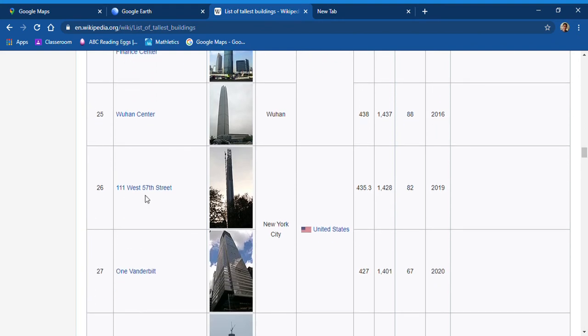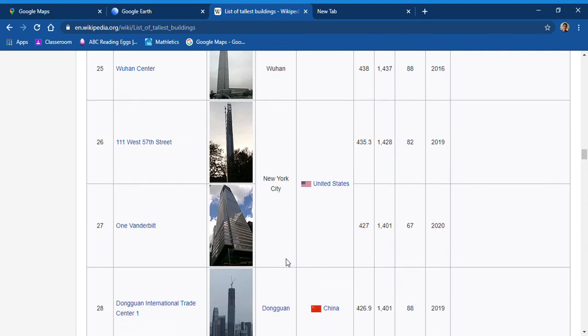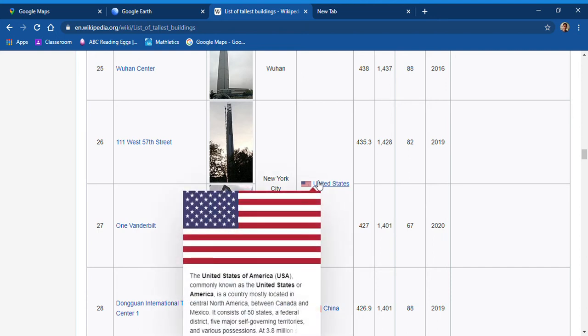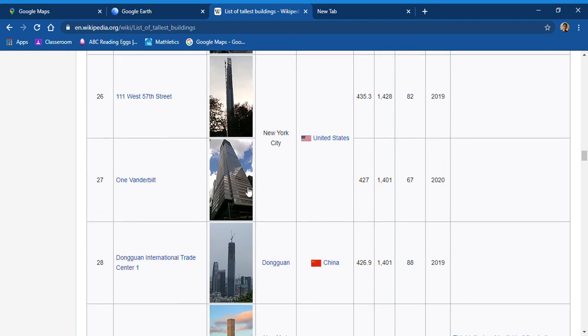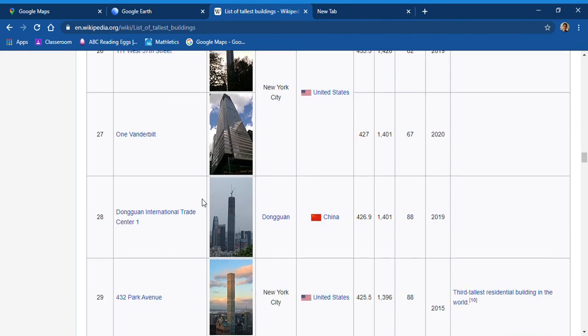Okay, number 26. 111 West 57th Street, United States, 435.3 meters, 1,428 feet, 82 floors, 2019. One Vanderbilt, New York City. Both of them are in New York City too, United States. Okay. 427 meters, 1,401 feet, 67 floors, 2020.